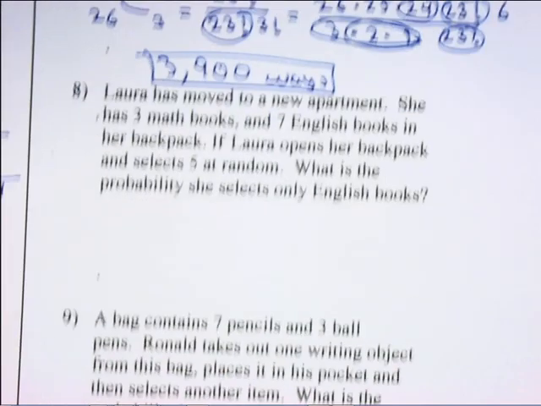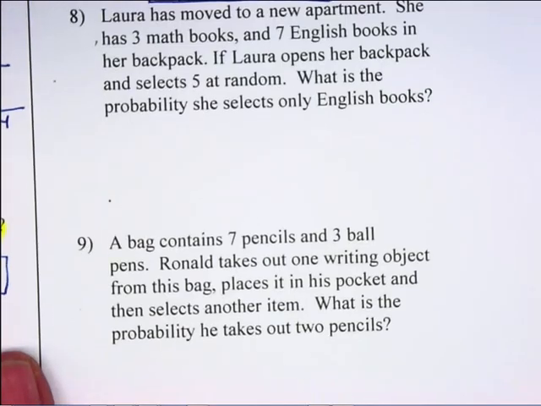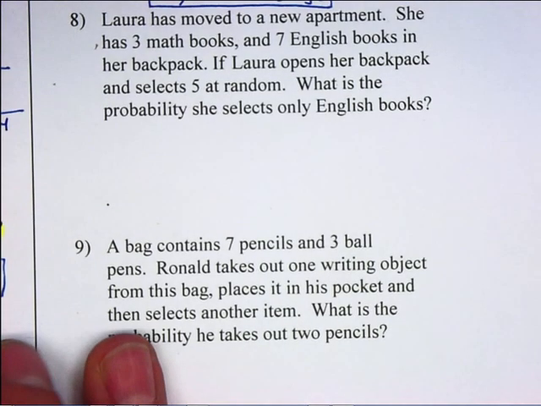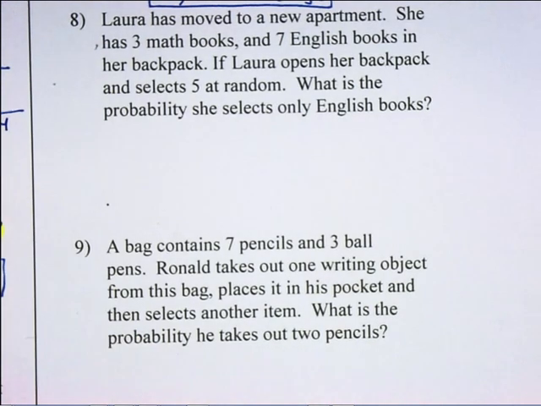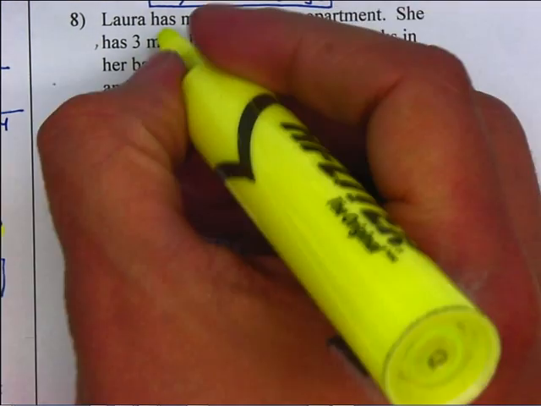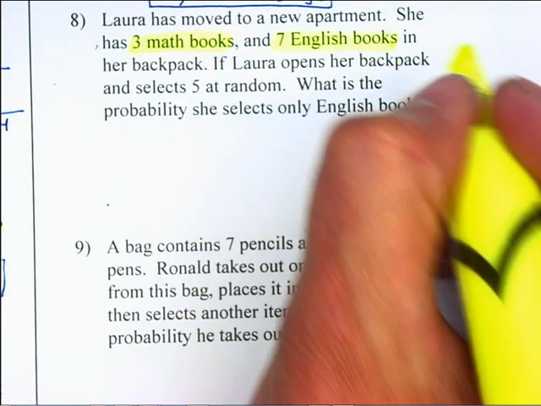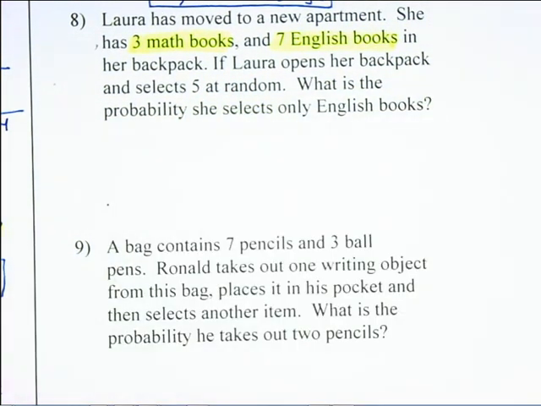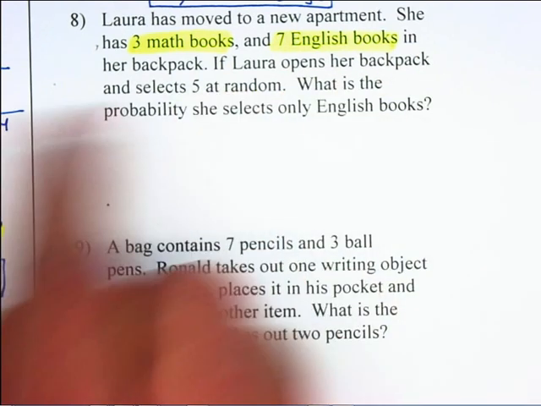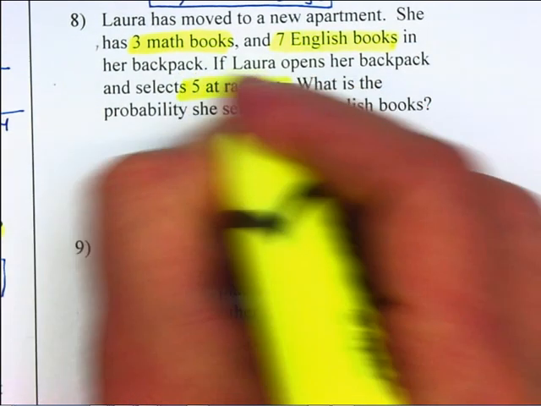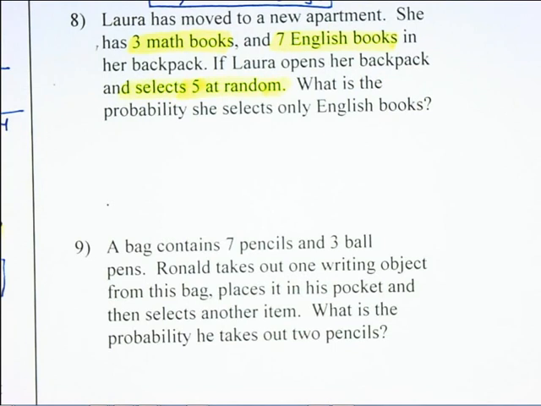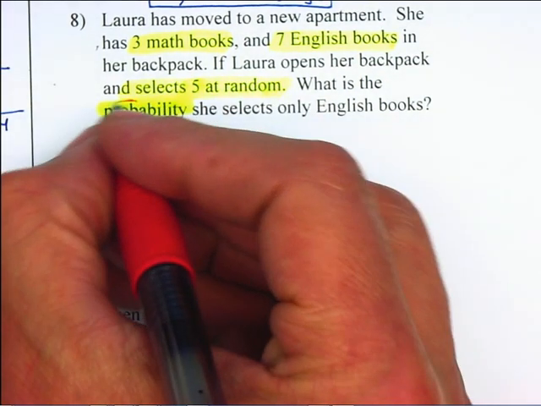Problem number 8, it says, Laura has moved to a new apartment. She has 3 math books, 7 English in her backpack. If Laura opens her backpack and selects 5 at random, what is the probability? Now remember, that's the word that you're looking for. Probability, that means that you're going to be having a fraction.